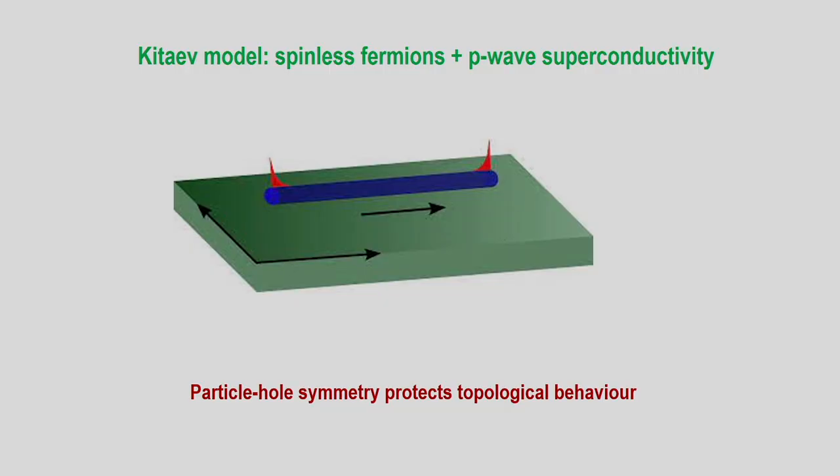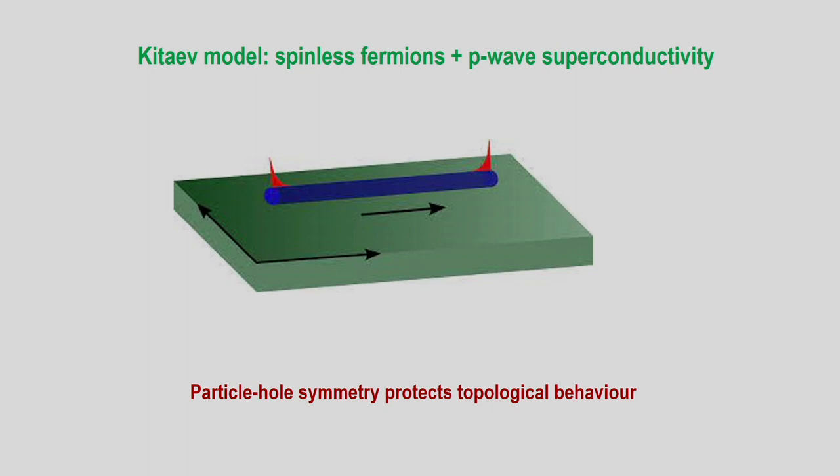Let us not go into that, and let us only talk about this p-wave superconductor, which is shown as a green block below, and then there is a wire, the blue rod that you see, and these red spiky ones at the edges are something that we are going to discuss. They are called Majorana fermions.